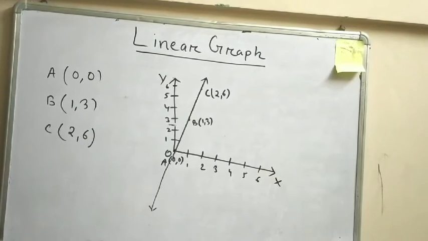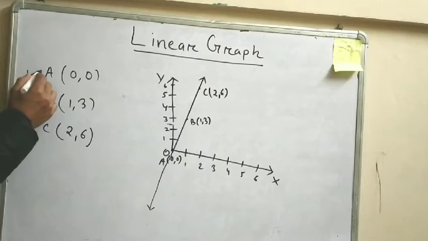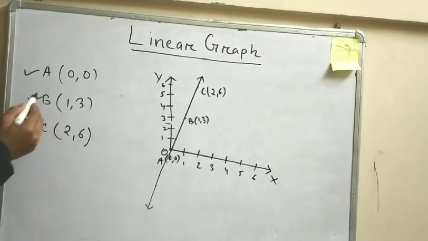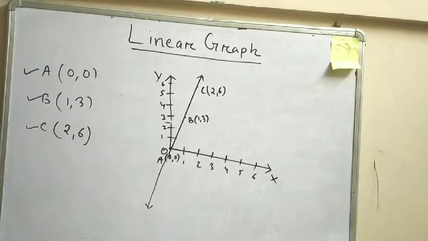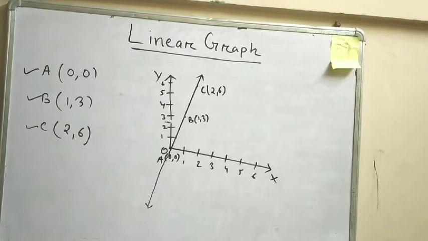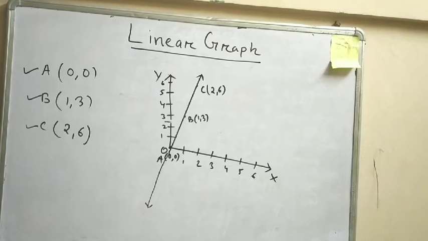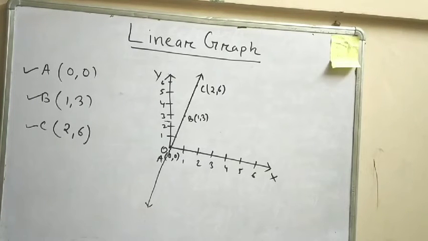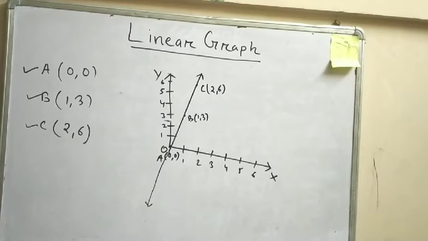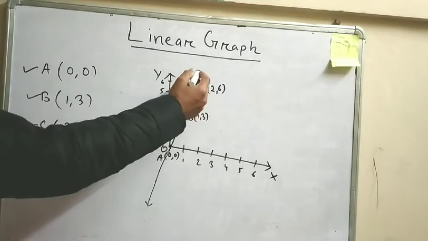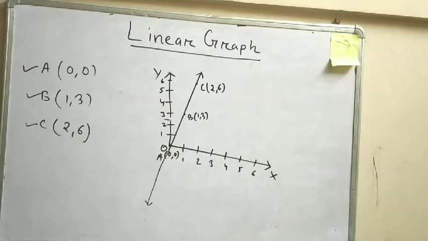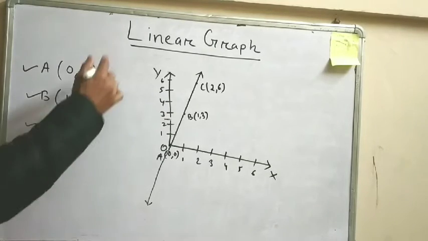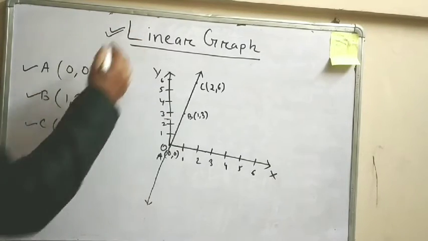Students, I gave you 3 points: A (0, 0), B (1, 3) and C (2, 6) to plot on the graph paper, and I asked you to join the points. And you have submitted it and told me that when we join these points, we get a straight line. Yes, students. Today we are going to discuss a linear graph.